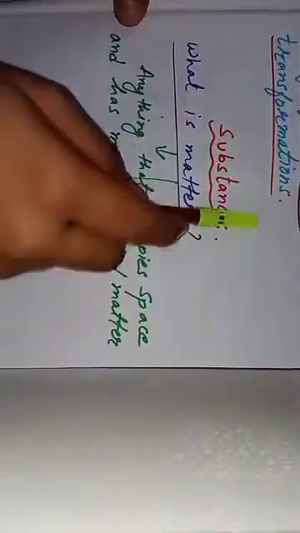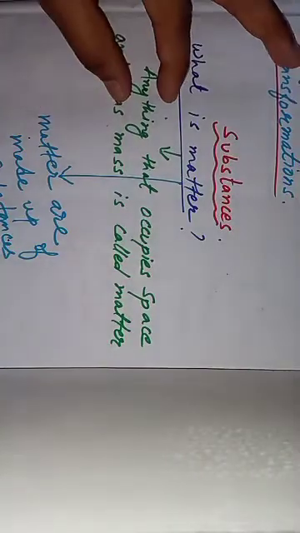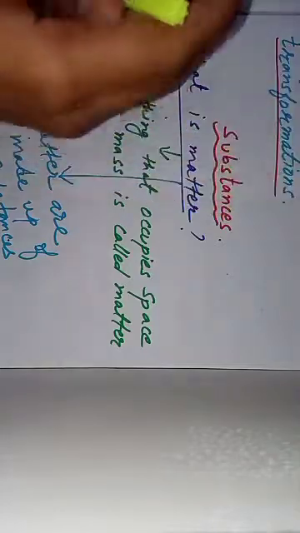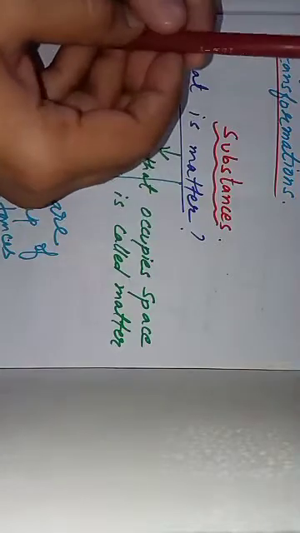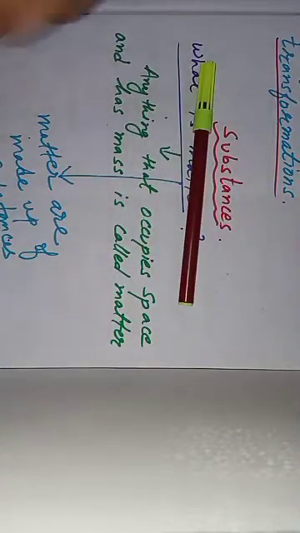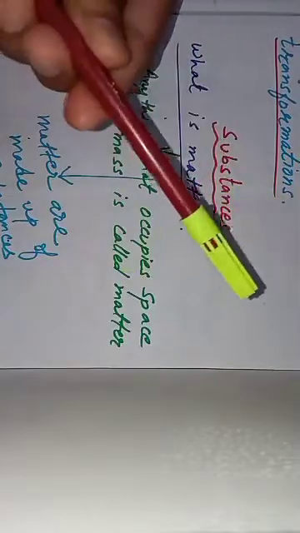Now what do I mean by substance? Let us talk about matter first. Anything that occupies space and has mass is called matter. This definition you have been learning since your childhood. So what does it mean practically? It means anything that occupies space. This sketch pen is occupying space, isn't it? And it has mass, it has weight. This qualifies the definition of matter, so it is matter.